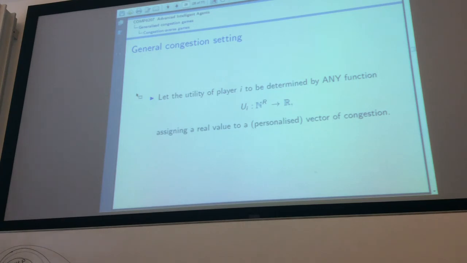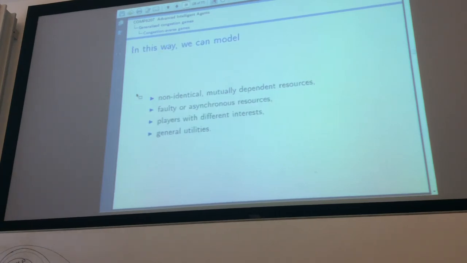But in this way, it would be possible to model non-identical resources that are mutually dependent, as in local effect games, resources that may fail or have different orderings of tasks submitted to them, because the form of the function can be pretty much anything now.